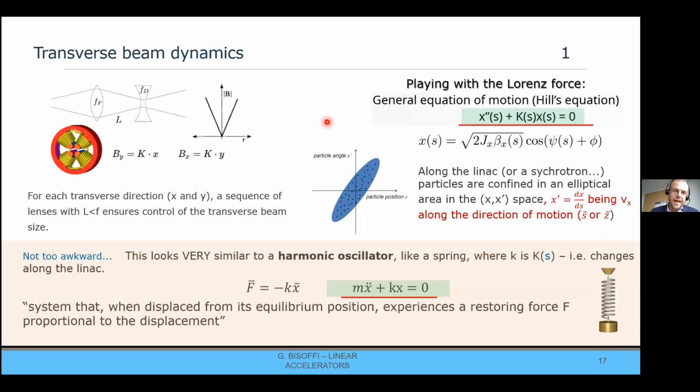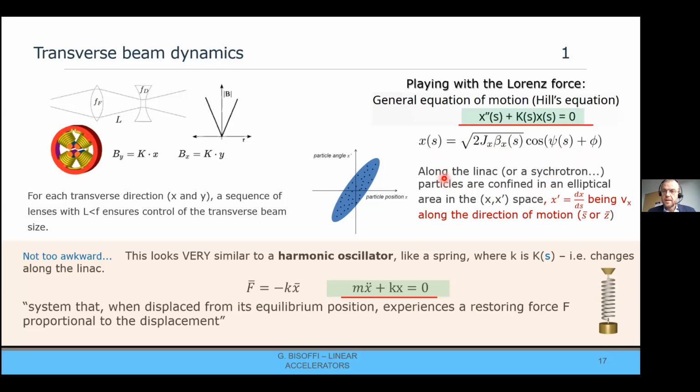If you play again with the Lorentz force, sorry for that, this is not a very long derivation, so it comes relatively easy. Then by playing with the Lorentz force, you come to the general equation governing the transverse motion of particles in the accelerator, which is a formula like this. And you saw that the result of the formula is this one.